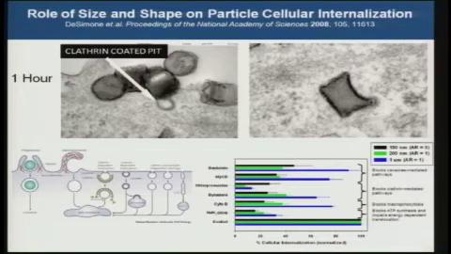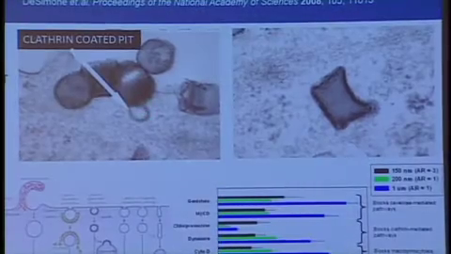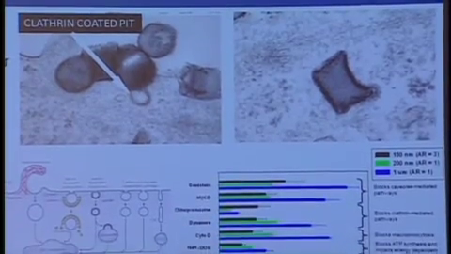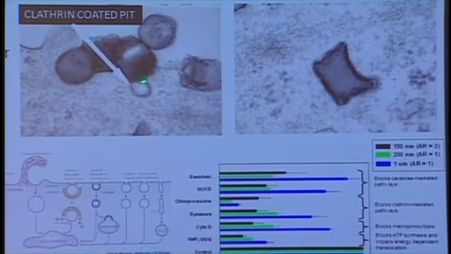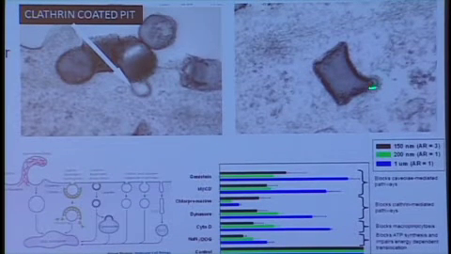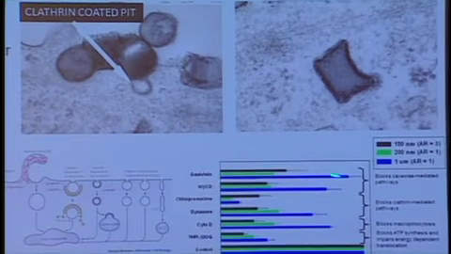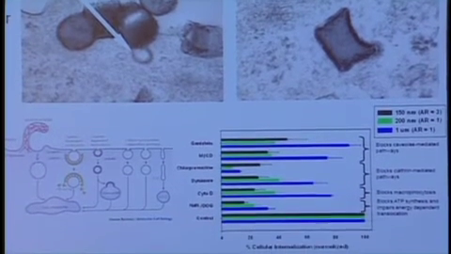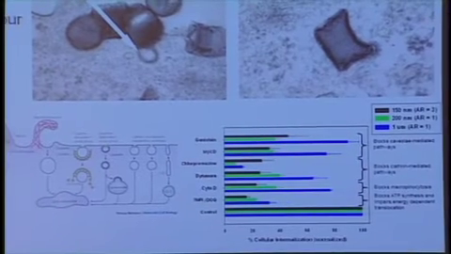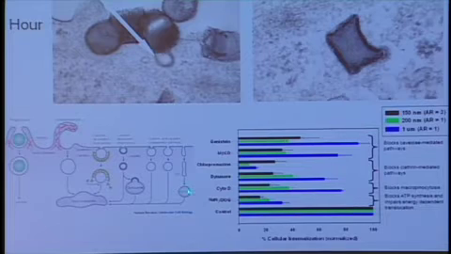We look as a function of time here, and this is a clathrin-coated pit. Typically the dogma was that the particles had to be smaller than the diameter of the pit in order to be internalized, but actually we see the remnants of clathrin-coated pits on particles that are 200 nanometers. And we can start doing competition experiments with different types of inhibitors to start deducing the range of mechanisms by which cells internalize these particles. And so we're beginning to deduce that, and now we're interested in some of this intracellular trafficking as a function of size and shape.